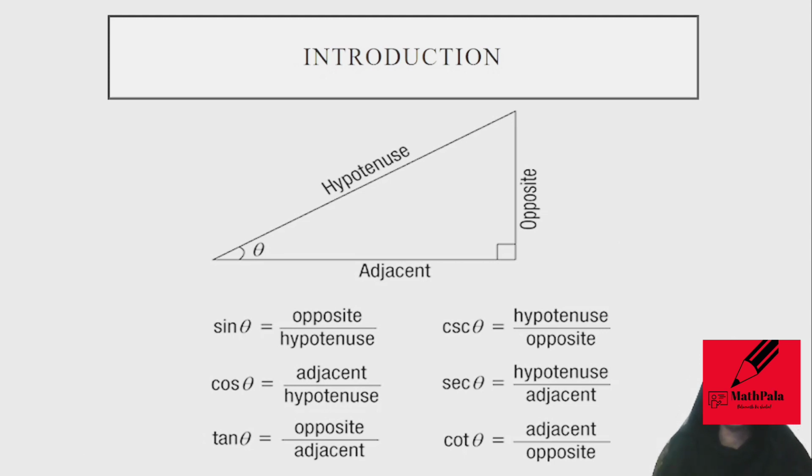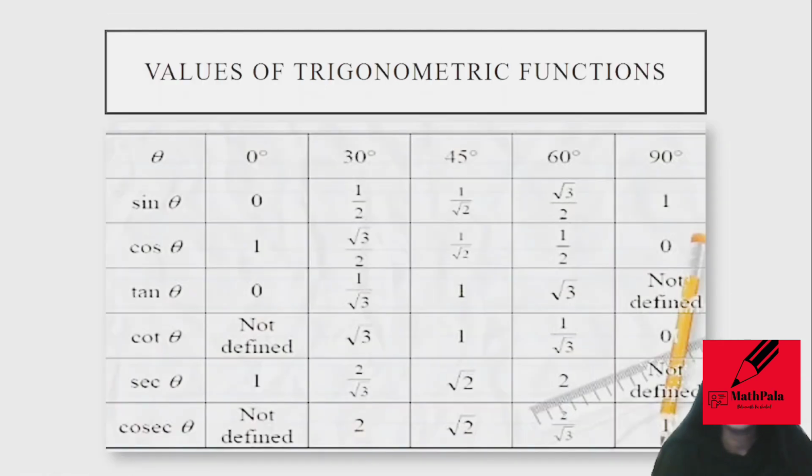It is defined as sin theta is equal to opposite side upon hypotenuse, cos theta is adjacent side upon hypotenuse, and tan theta is nothing but sin theta upon cos theta, that means opposite side upon adjacent. Cosec theta is nothing but the reciprocal of sin theta, sec theta is the reciprocal of cos theta, and cot theta is nothing but the reciprocal of tan theta. These are the values of trigonometric functions.